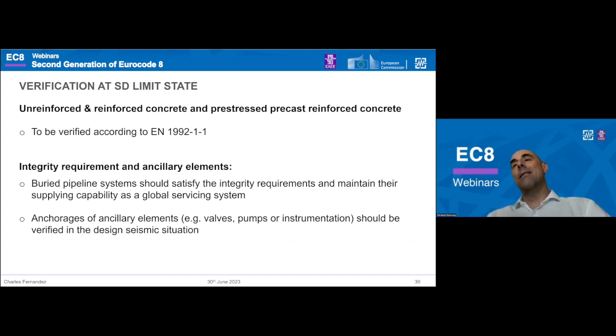And there's nothing more to say about unreinforced and reinforced concrete or pre-stressed, precast, reinforced concrete pipelines. They have to be verified according to EN 1992. And we have also to check, as was also mentioned for the above ground pipelines, that the integrity is sufficient, and the ancillary elements connected to the pipeline should be safe. And we should also consider the effects of the ancillary elements on the pipeline.